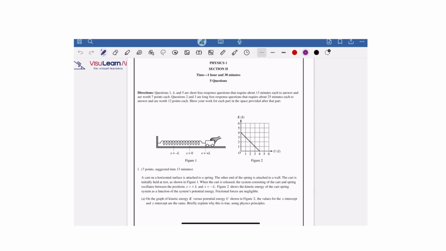Today we're going to tackle a free response question from the 2023 exam. Now this problem involves a cart on a horizontal surface attached to a spring. This is an example of simple harmonic motion, as the spring cart system moves from plus L to minus L. We also see that there's a graph that has kinetic energy and the potential energy. This is an example of conservation of energy. So both of these concepts are being tested together in this question.